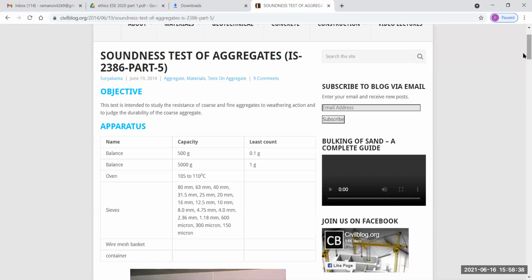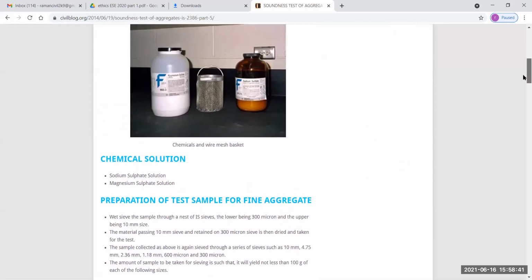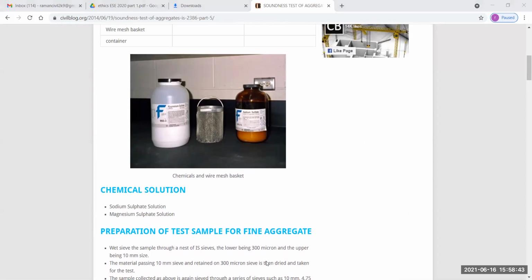If you observe here, these are the chemicals and wire mesh buckets. These are the chemicals, magnesium sulfate and sodium sulfate, which we use in this test. Next one is here.